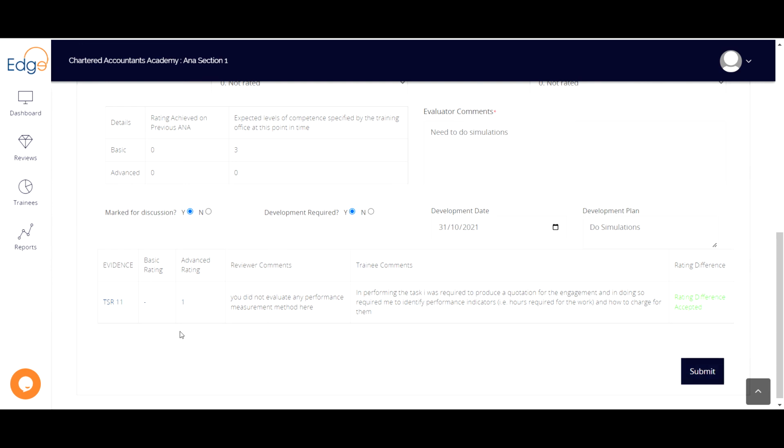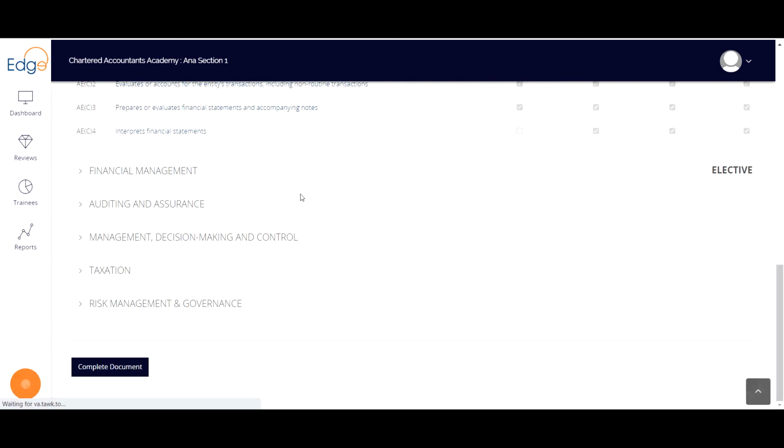On how to click on this hyperlink so that you can be taken on to the next PSR and the next TSR, we are going to be looking at these other functions on the next demonstration. So this is basically how you evaluate an ANA for your trainee, looking at the first section of the first checklist, which is summary of performance evaluations.